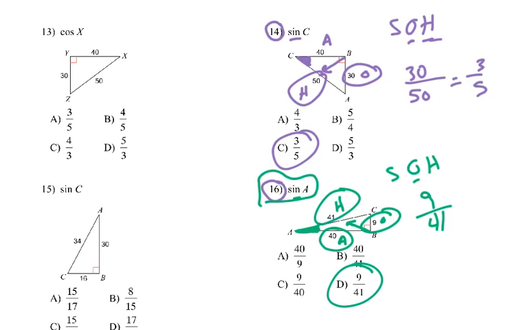So 9 over 41. So hopefully you're going to go ahead and sketch these, label them, and this should be super easy for you. And always email me if you have any questions.